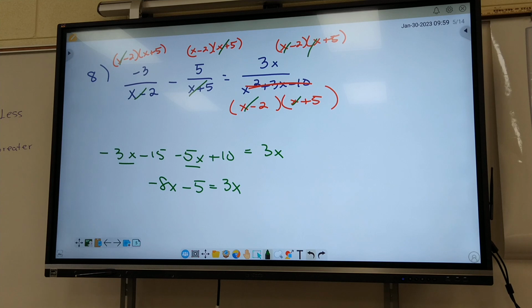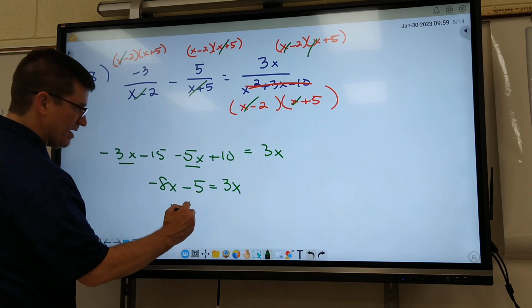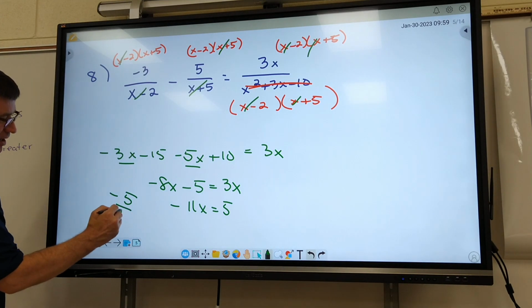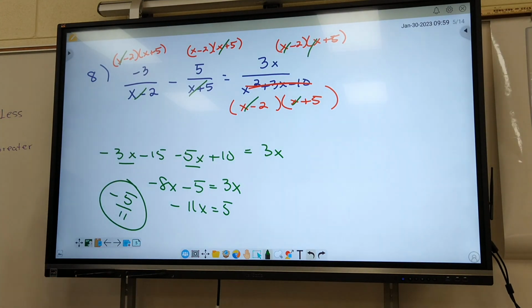Finish it up. I didn't finish it. You didn't finish it right. I got a negative 5x right there. You got a positive 5x. That's your mistakes that you got. All right, so I got negative 11x equals 5. I divide. I got negative 5 over 11. Most of us got that answer right on number 8.